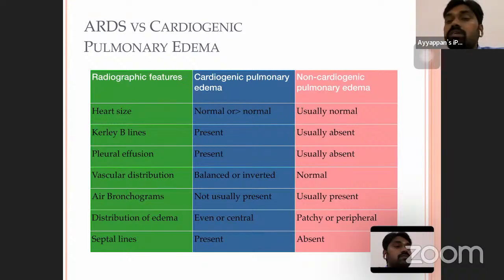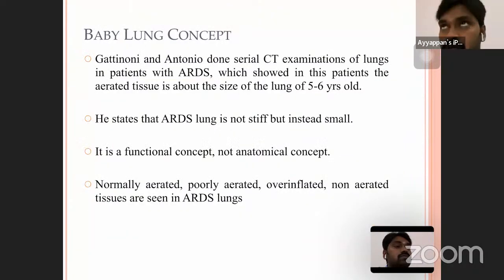Kerley's B lines can be there. Associated pleural effusion can be there. And it will be predominantly perihilar with peripheral sparing, whereas it will not be like that in a non-cardiogenic pulmonary edema, and septal lines will be increased in a cardiogenic pulmonary edema.